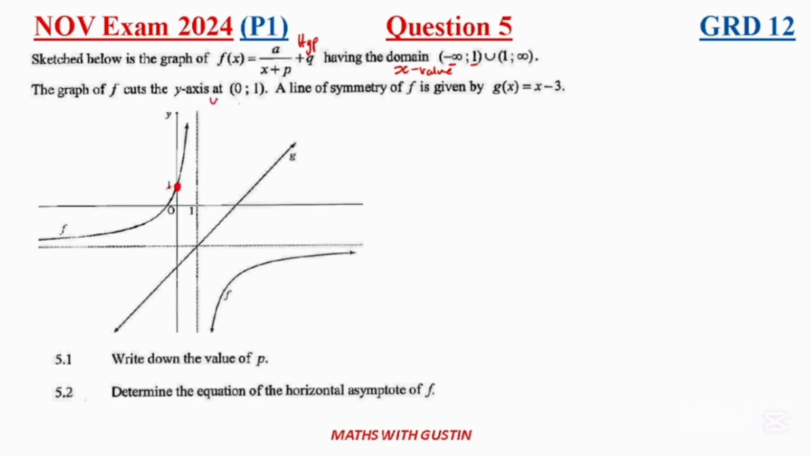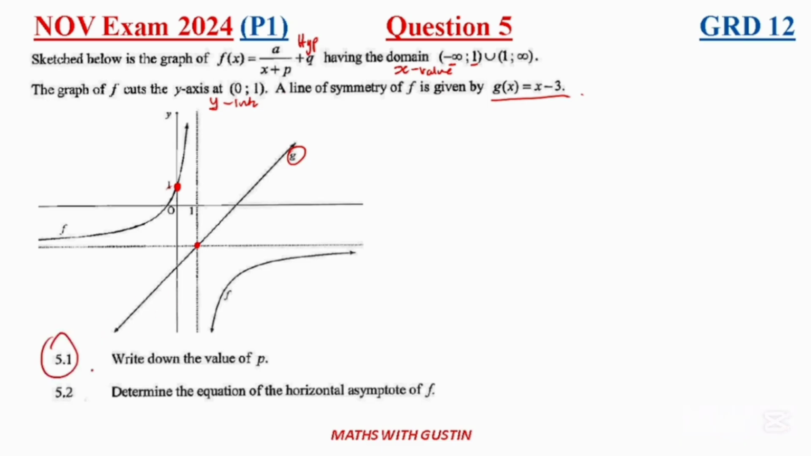So this gives us the y-intercept. A line of asymptote of f is given by that. So this is our straight line there, which is this one here. It's given by that. So we also have a point here that is not identified. All right, let's move on.